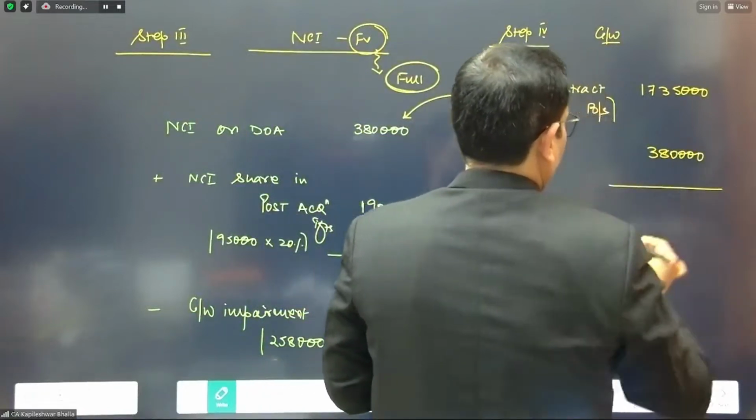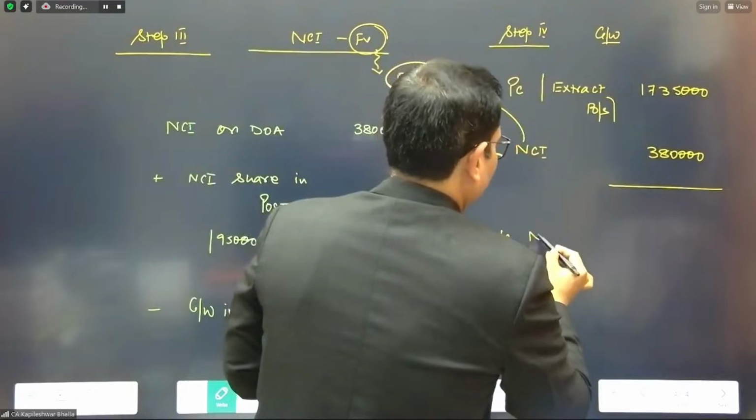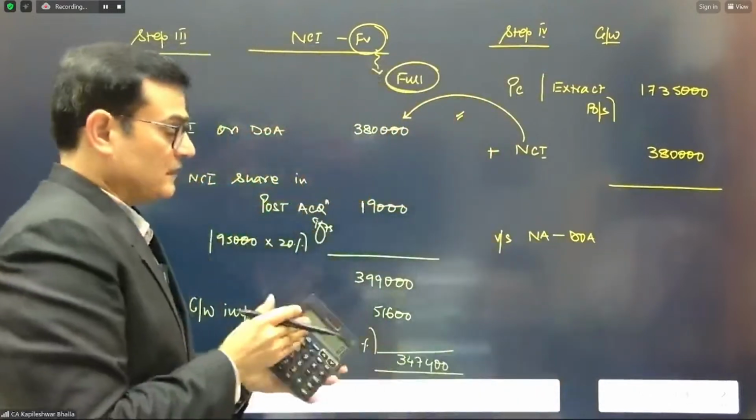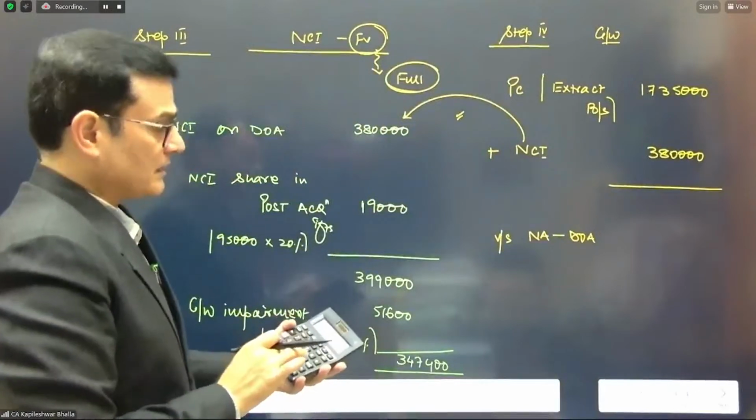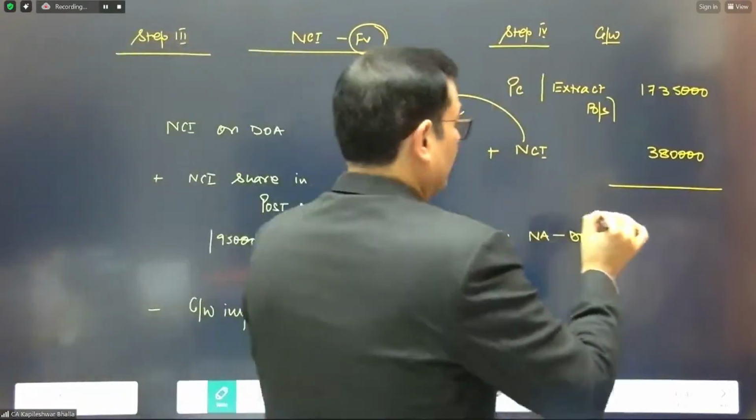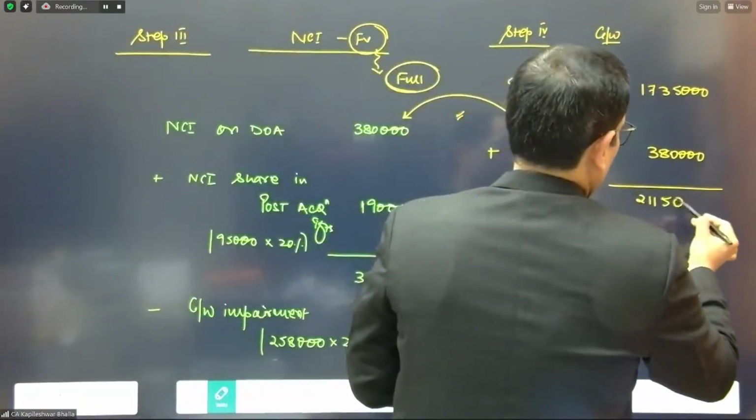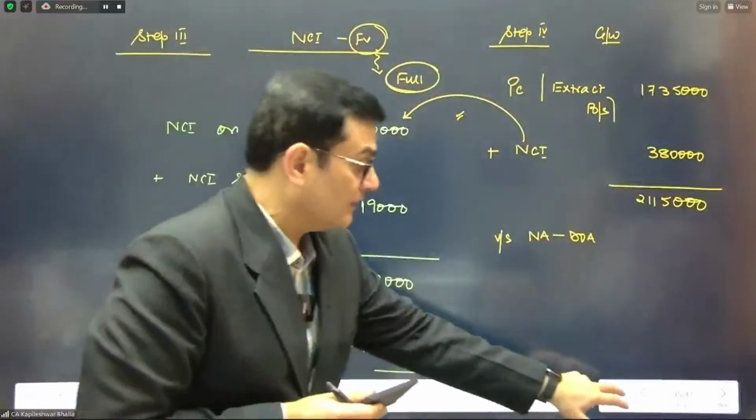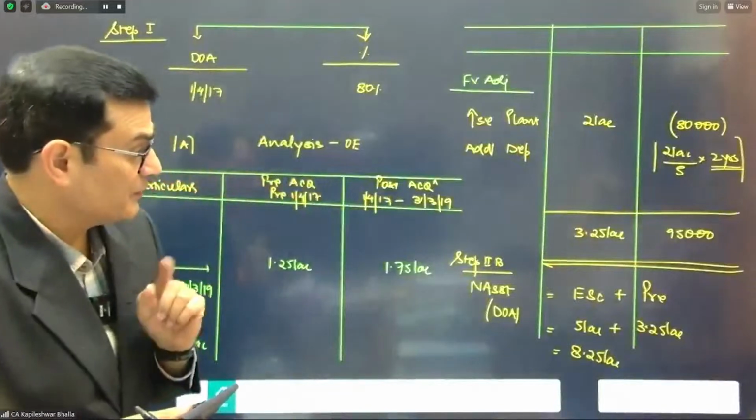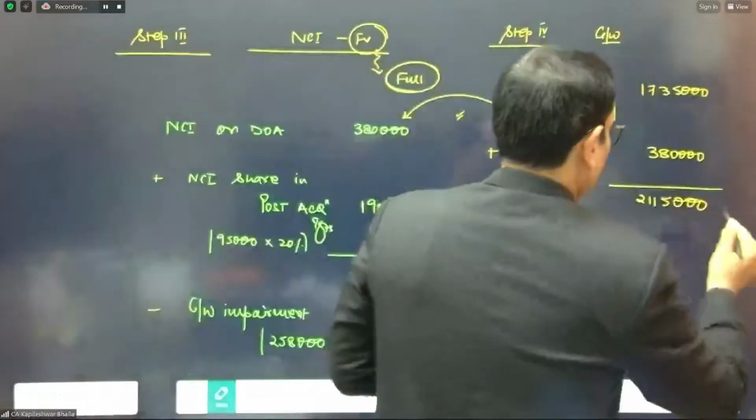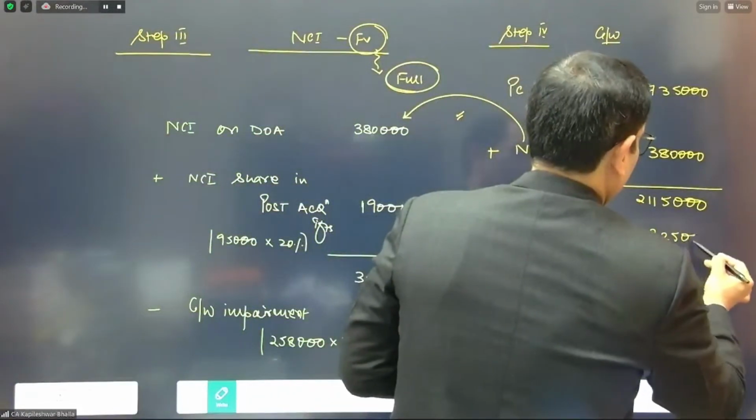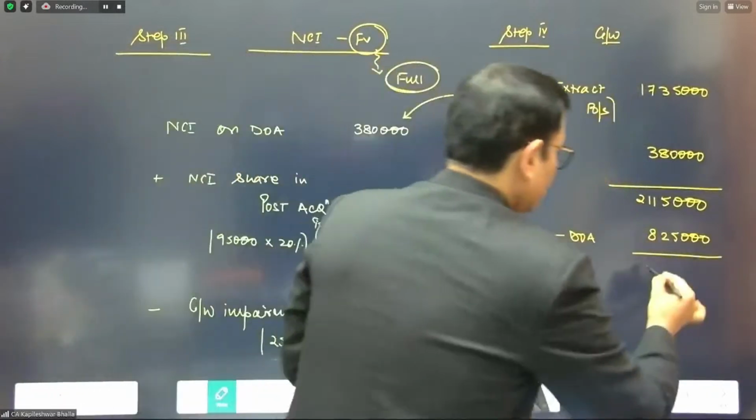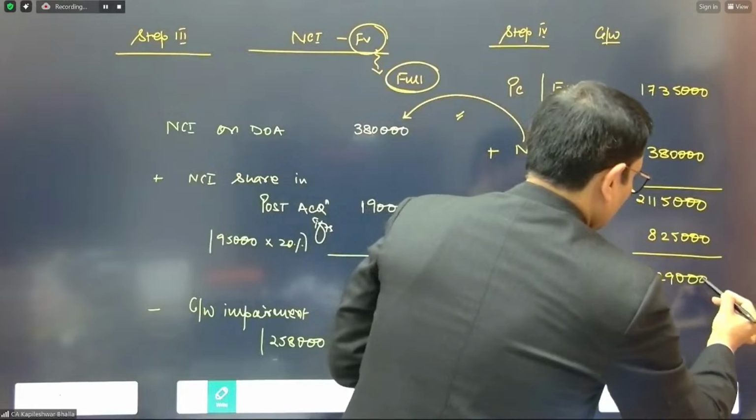That is on the date of acquisition. And we're going to compare this with the net assets on the date of acquisition. So 1,735 plus 3,80,000, that works out at 21,15,000. And net assets on the date of acquisition is already there in step 2B, and that is 8,25,000. So that works out at 8,25,000. So we're going to get the amount of goodwill. That works out at 12,90,000 is the goodwill.